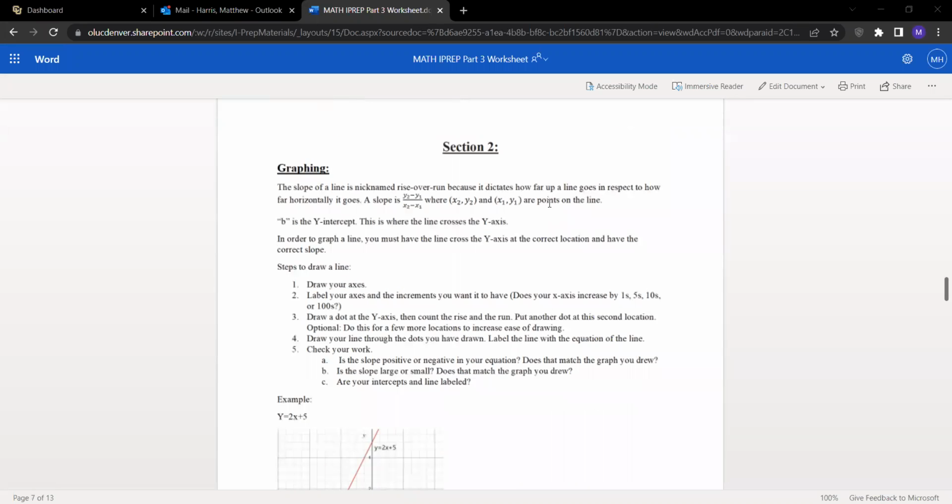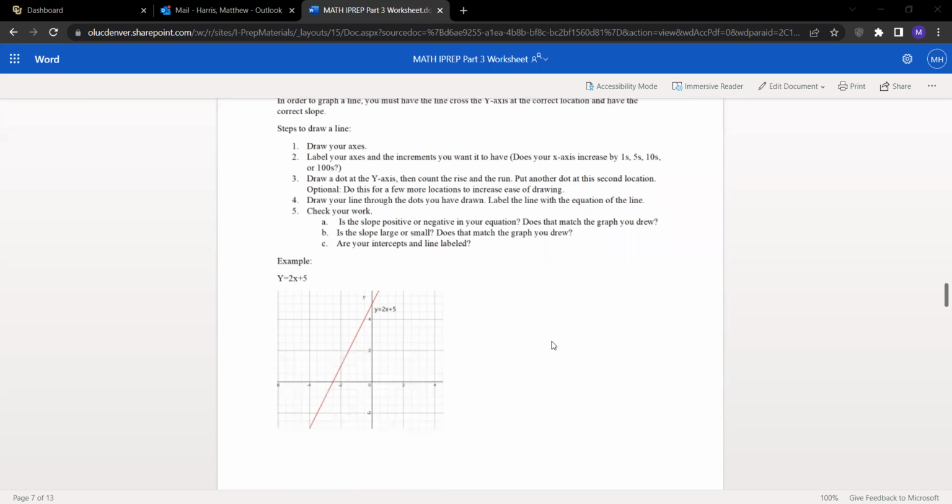So in section 2, we're going to deal with graphing. So we found the equation from the graph. Now we're going to find the graph from the equation. So the slope of a line is nicknamed rise over run because it dictates how far up a line goes in respect to how far horizontally it goes. A slope is y2 minus y1 over x2 minus x1, where (x2, y2) and (x1, y1) are points on the line. B is the y-intercept, which, as we've been talking about, is where the line crosses the y-axis. In order to graph a line, you must have the line cross the y-axis at the correct location and have the correct slope. So here are the steps to draw a line.